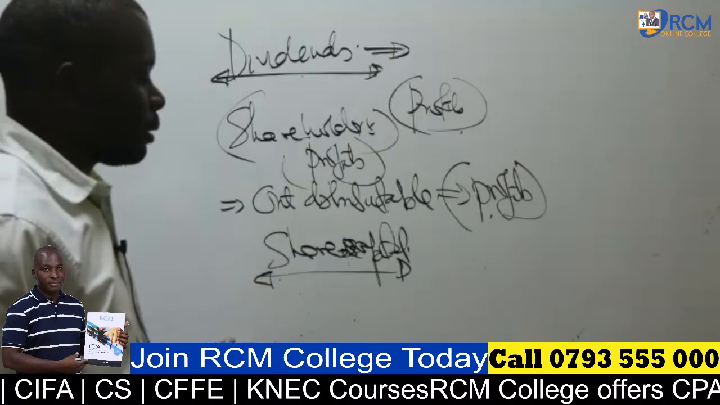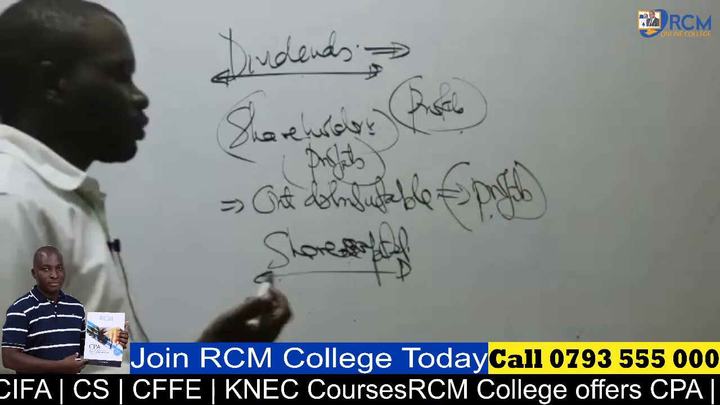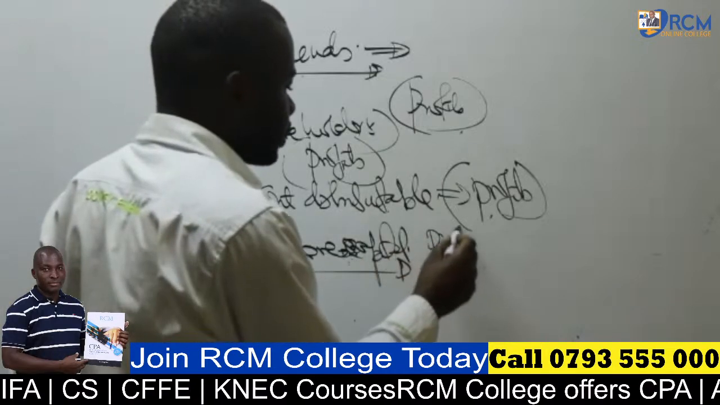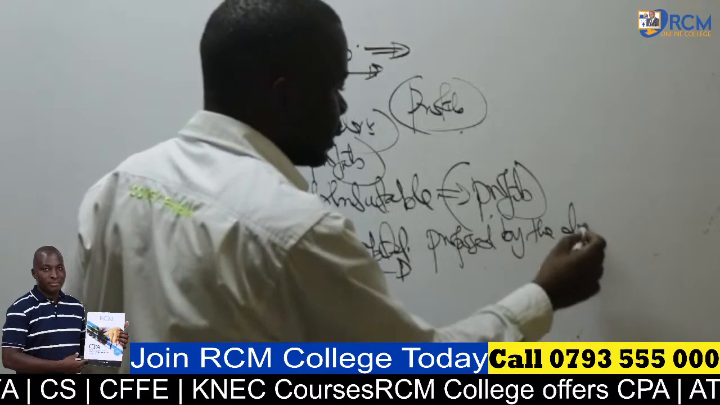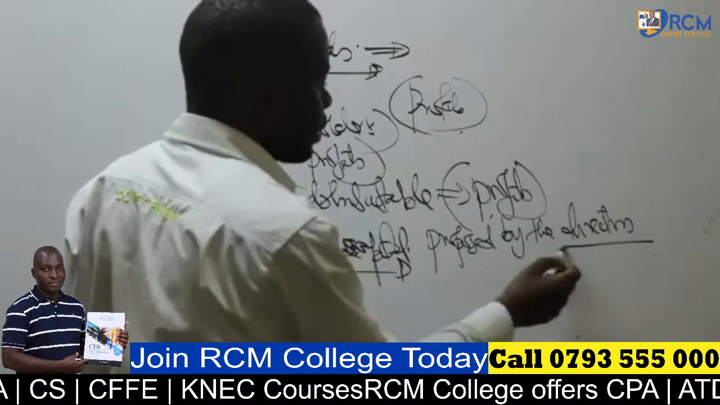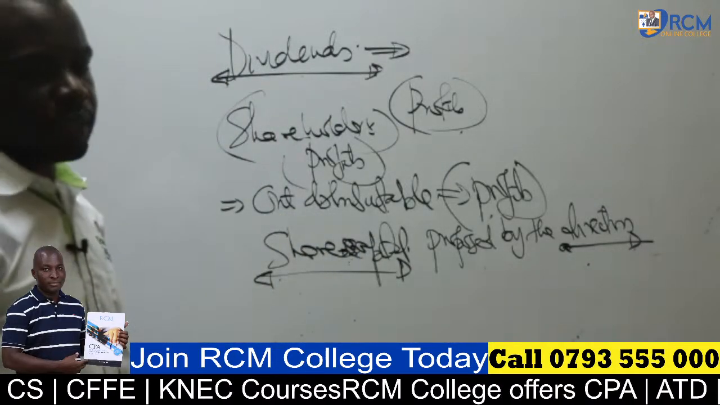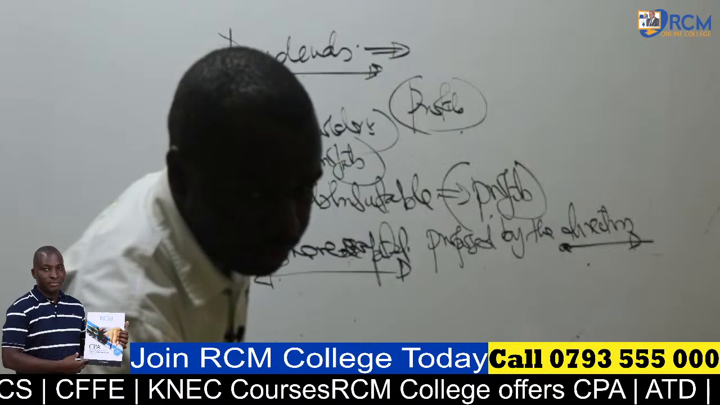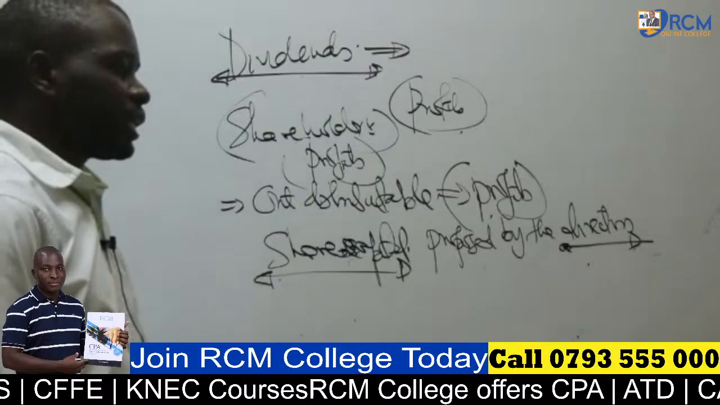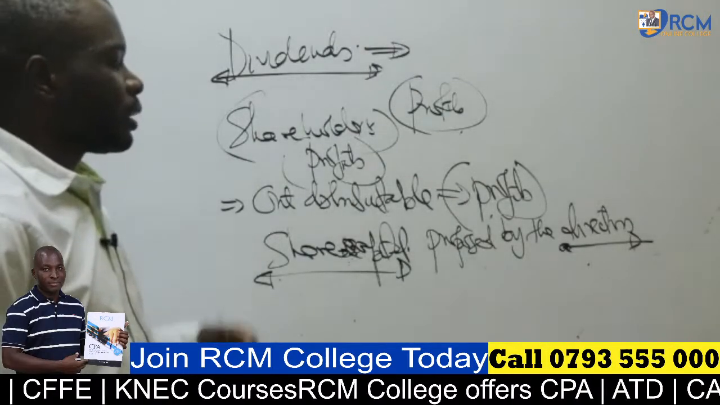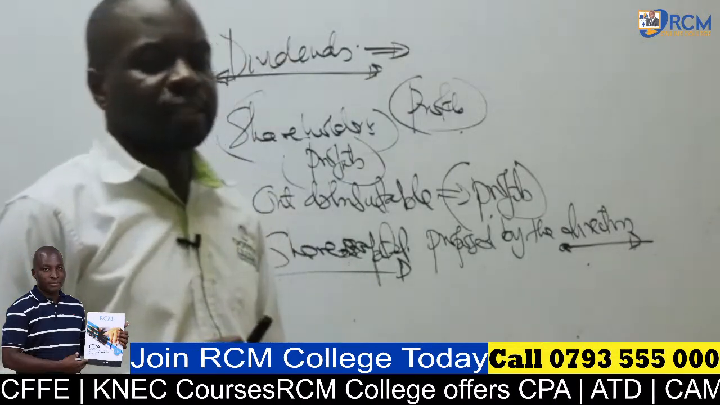What will happen in a company is that dividends in a particular financial year will be proposed by the directors of the company. They just propose, because they're the ones mandated to prepare the financial statements of the company. Directors are supposed to ensure the books of accounts are properly maintained. So once they realize that in a particular financial year the company has realized profits, they'll propose how much the company can pay as dividends.